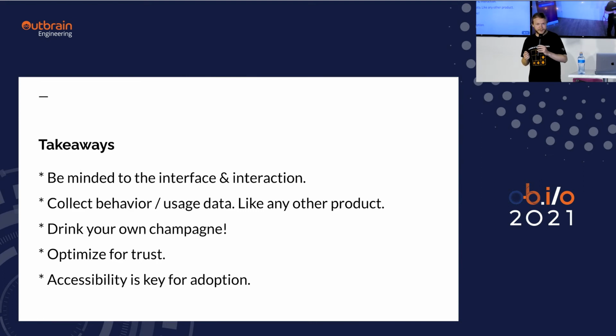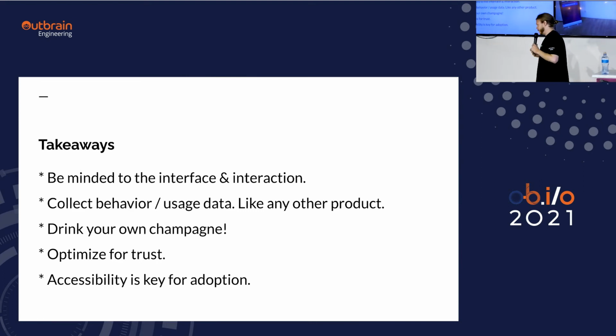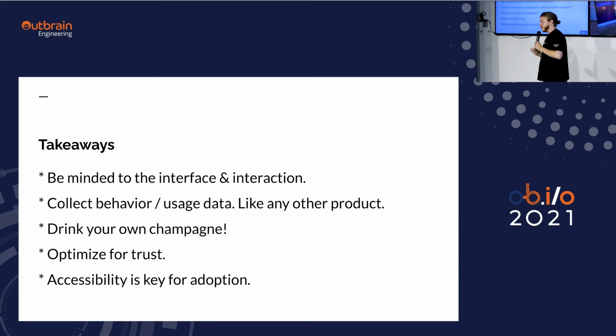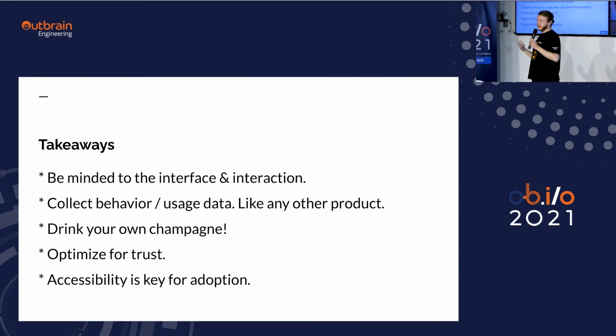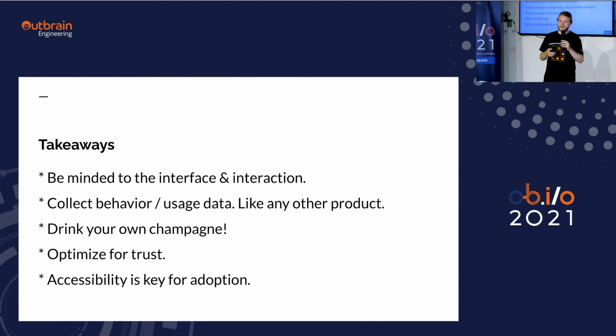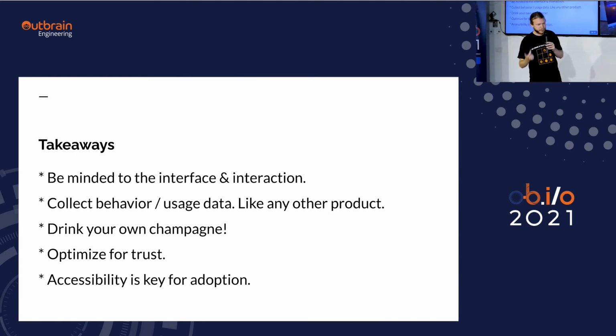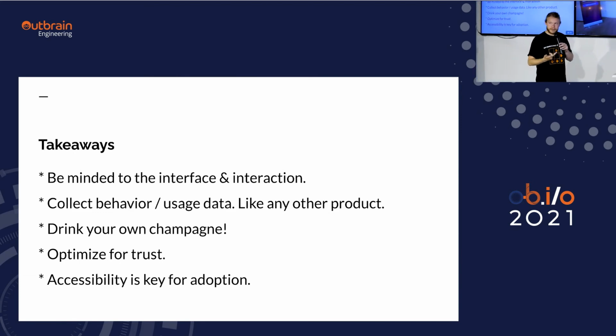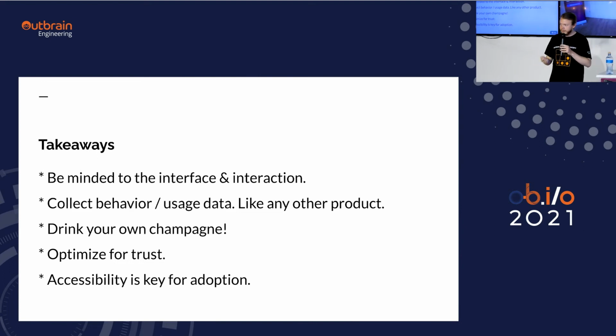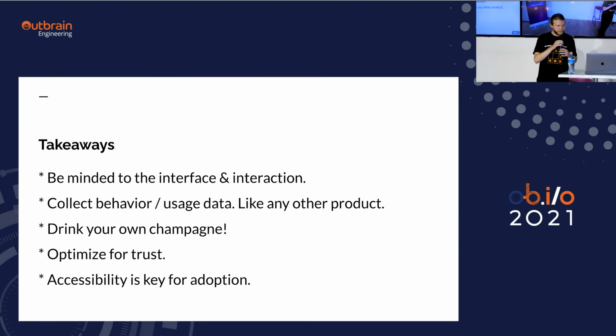Drink your own champagne. Try to use the things you're developing. Don't assume that you know exactly what the user is going to want. If you're writing a certain API, use it at least once, whether in your tests, in your CI, or because you actually have a use case for the endpoint. Feel it, and understand how your developers and users are going to use it. Otherwise, you have zero clue what they're going to feel when they start using your tools.